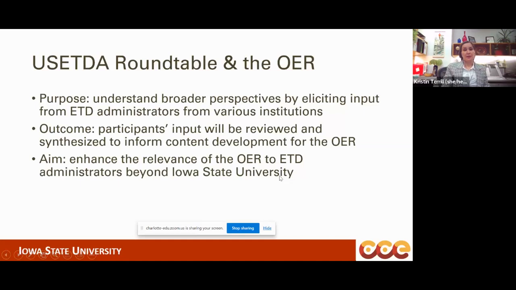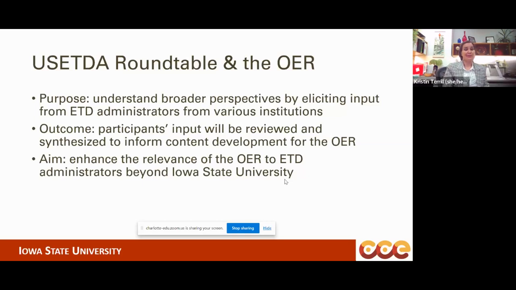Why are we doing a roundtable related to this? It is partly to let you know that it's going to be out there, but we also want your input on what's going into this OER so that it can be more useful for you. The purpose of today's presentation is to understand broader perspectives by eliciting input from you and to get a sense of what's going on at your various institutions. The outcome of today's session is that we are going to review and synthesize your input to inform the content of our OER.